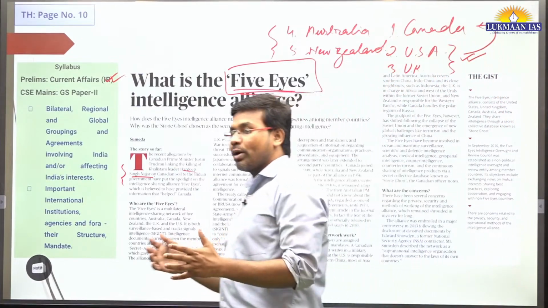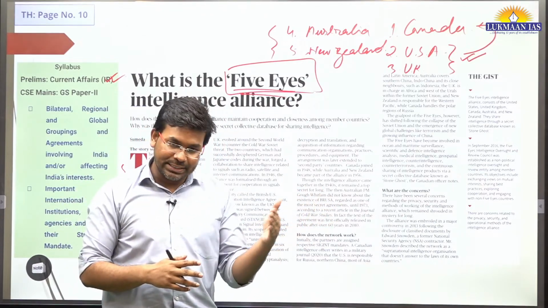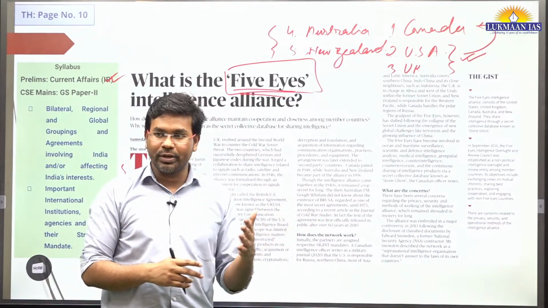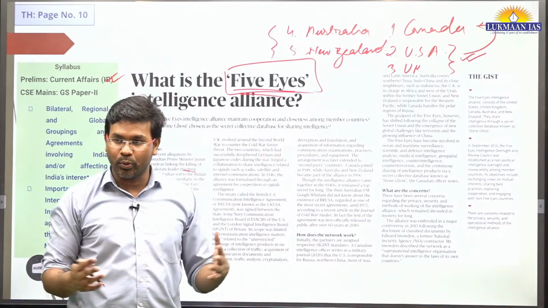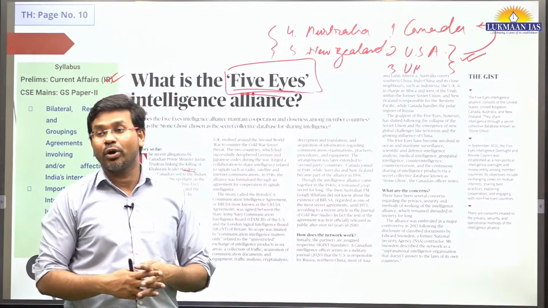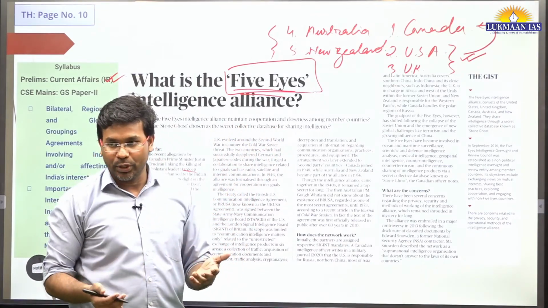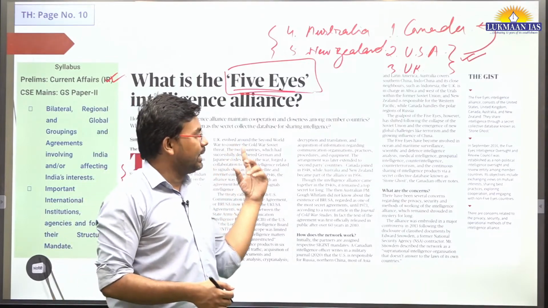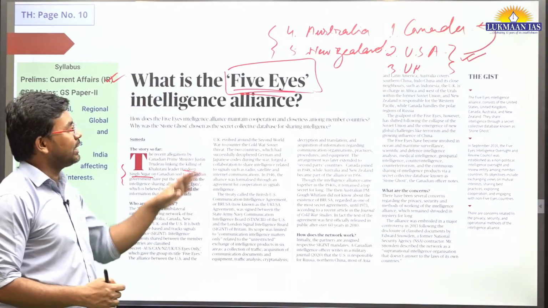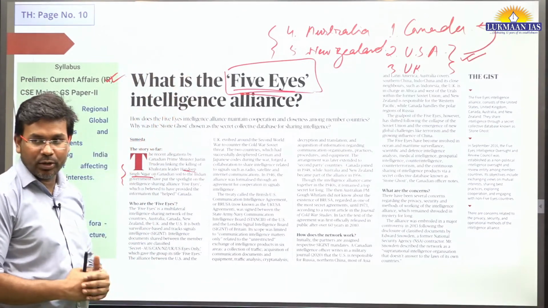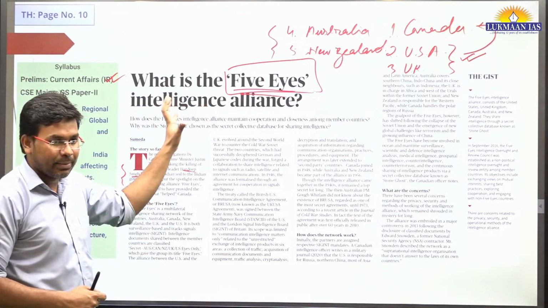So this organization has been in existence for long, since 1940 onward. It has been in existence, but many people did not know. Most of the people in the world did not know that such an organization exists. Recently it came into the news because of this thing, and there were also other incidents that led to the emergence of the name of this particular organization, which is the Five Eyes Alliance.